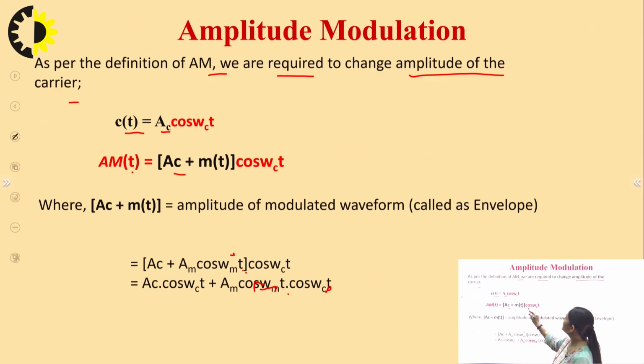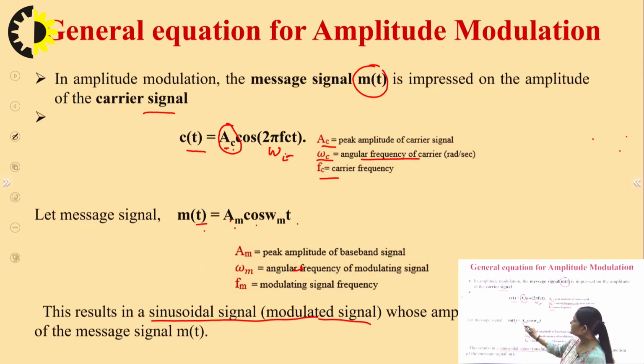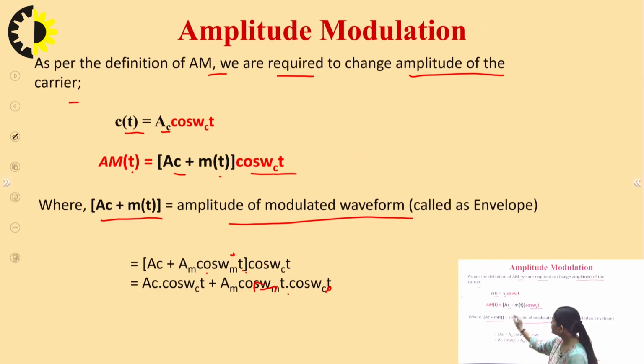That's why you can see here cos omega c t, because we are making changes in the amplitude of the carrier signal, so ultimately the carrier frequency will remain the same. Ac plus m(t) is the amplitude of the modulated carrier and is called the envelope of the modulated carrier. Now we will put in the value of the message signal. In the last slide, we have seen that the message signal is equal to Am cos omega m t, so we write Ac plus Am cos omega m t, and cos omega c t remains the same.